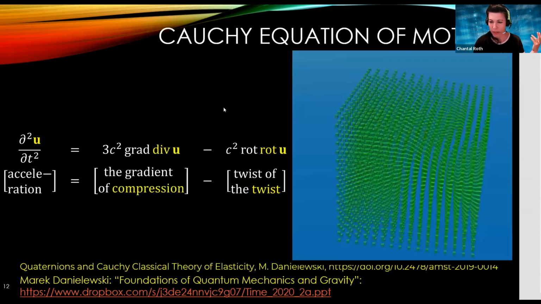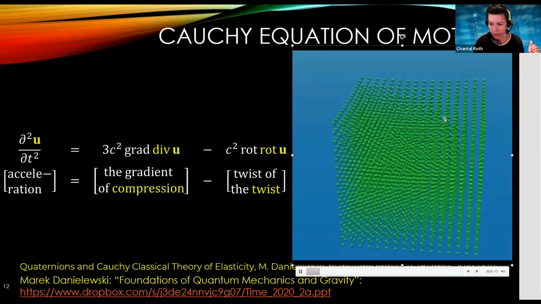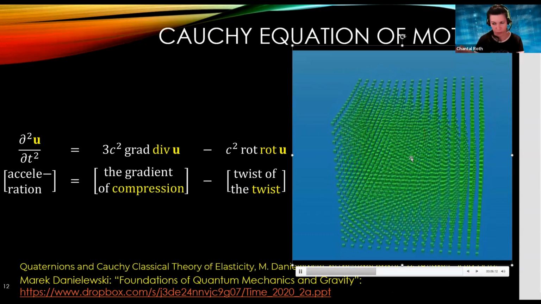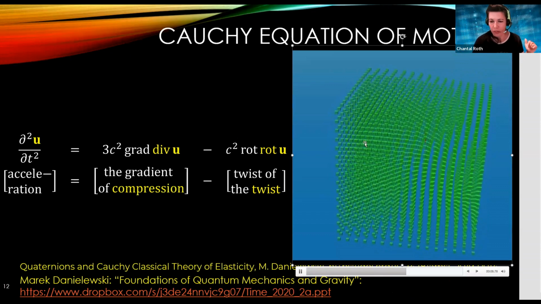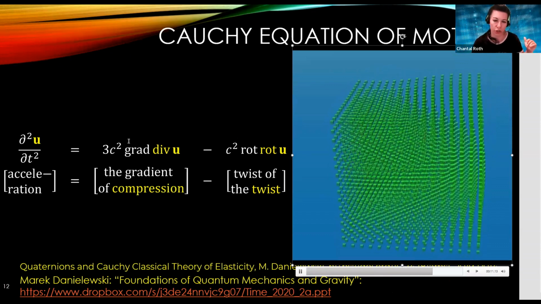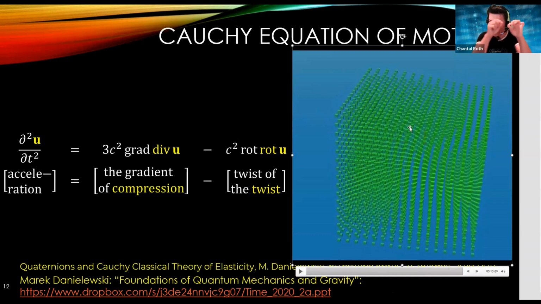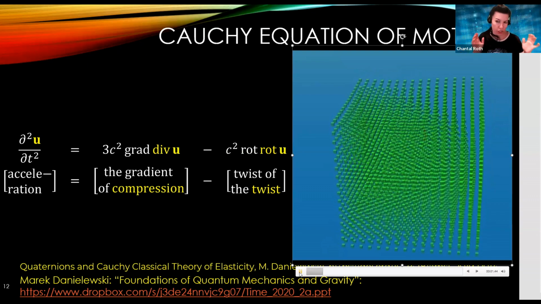That's the next one, and Marek also mentioned this one. So here's a simple simulation. This is actually a spin 1/2 wave, but later I hope you will see why it looks that way. So the equation of motion, what does that mean? The U here is the actual displacement. If you look at these green little blocks here as just grid points, this is not what the crystal looks like. It's just grid points, right? And basically the acceleration of these elements is equal to the gradient of compression and the twist of the twist. That's the Cauchy equation of motion.